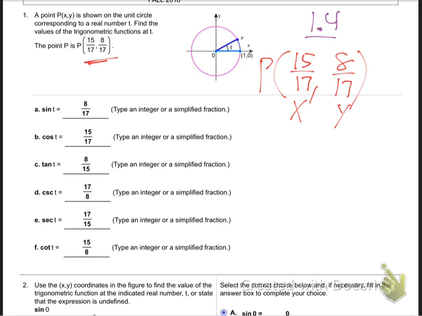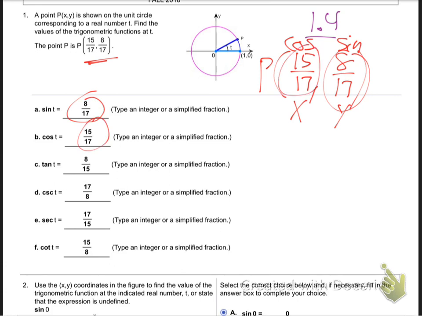Well, what have we learned already about sine and cosine and everything? X is which one? Cosine or sine? Cosine. And y is sine. So if they want sine, see how the answers are already there for you? See how the sine is just the y value, and the cosine is just the x value? There's nothing to do. Just write them down.